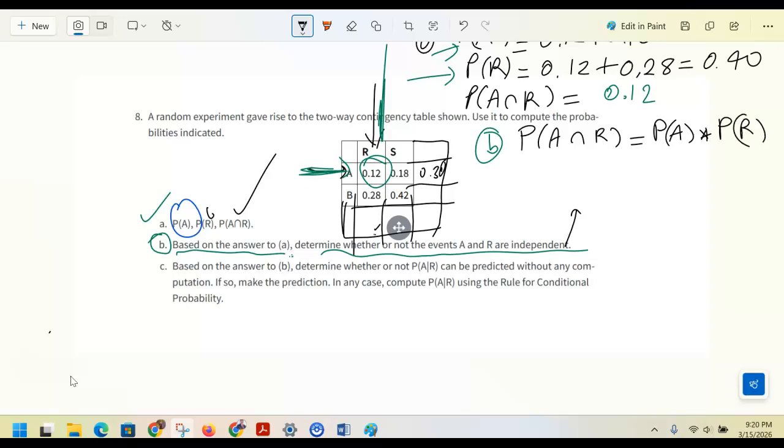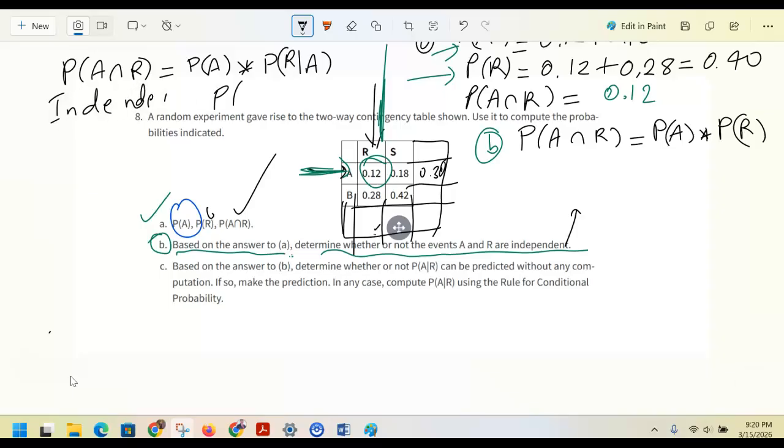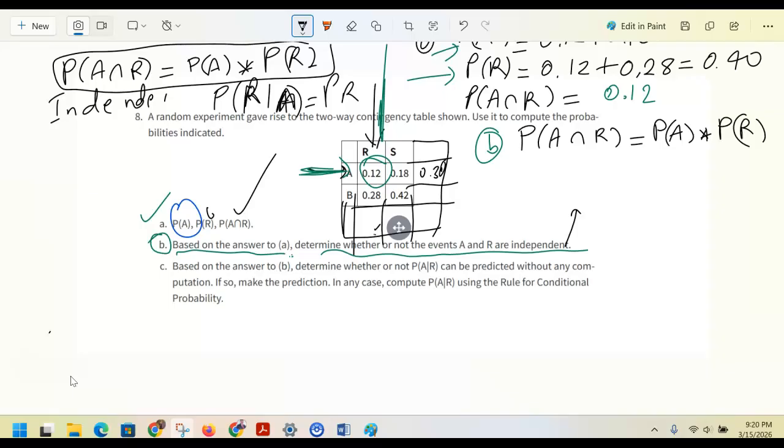The reason is the multiplication rule says the probability of A and R is the probability of the first one times the probability of the second one, given that the first one has occurred. But if I say independent, it basically means that the occurring of A does not affect the chances of getting R, and that's why this answer is probability of R. So this whole thing reduces to probability of R, and that's why this formula changes to this formula.